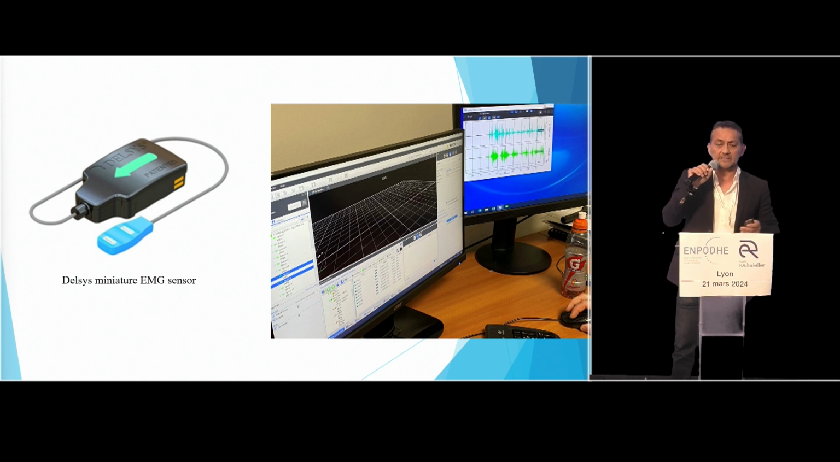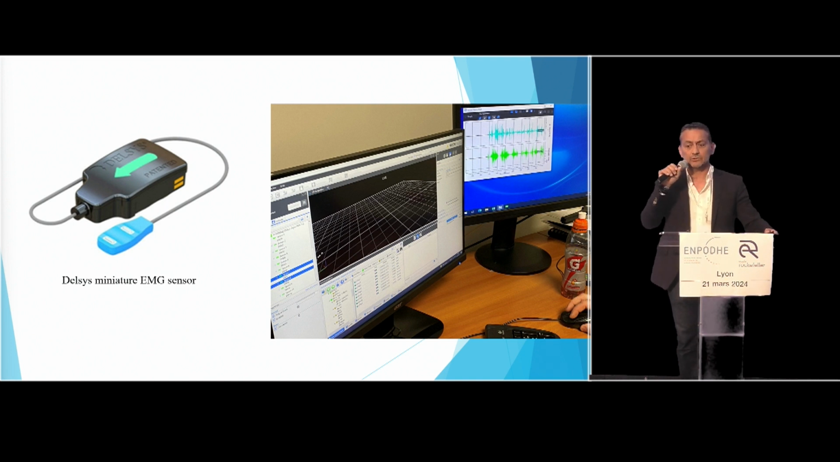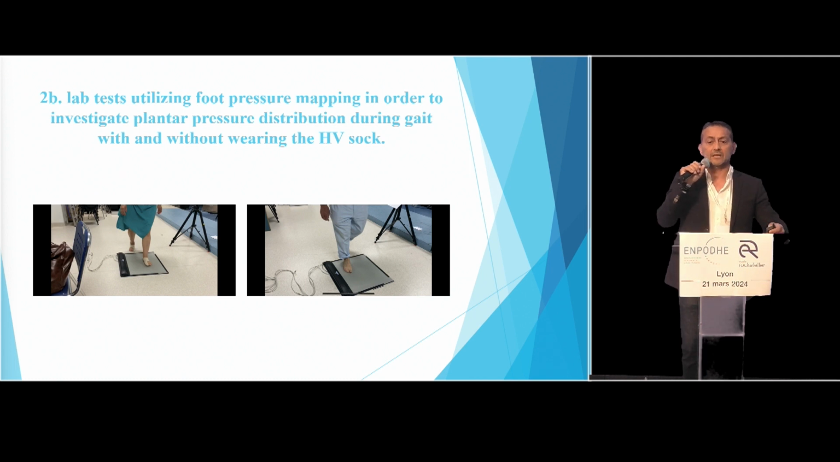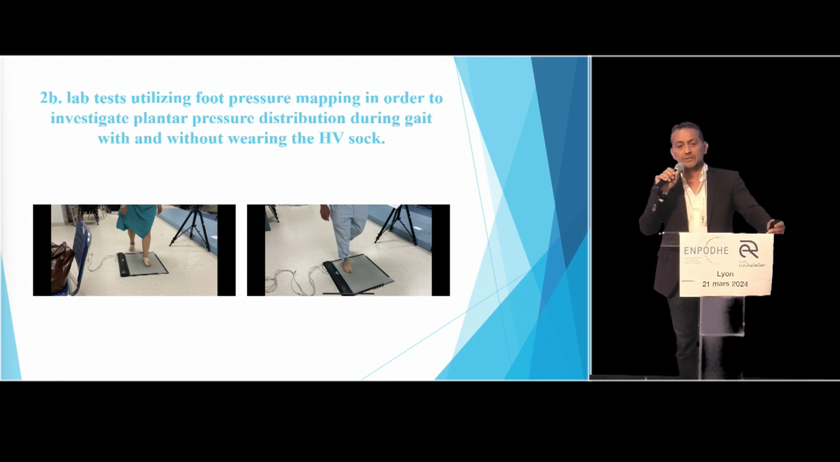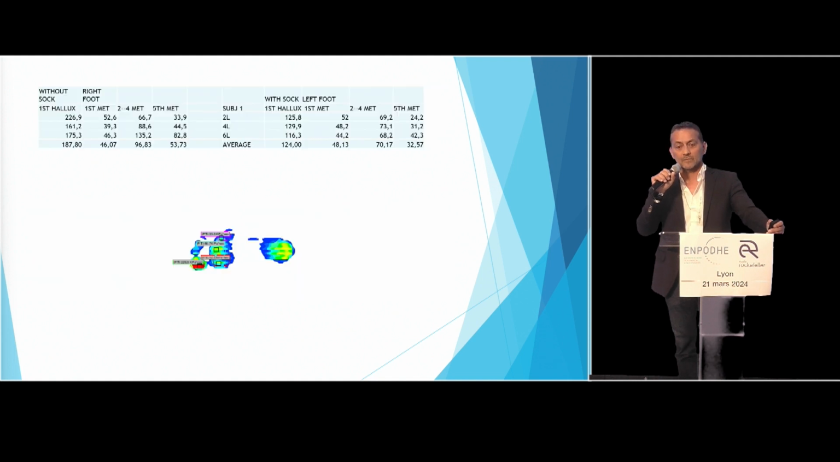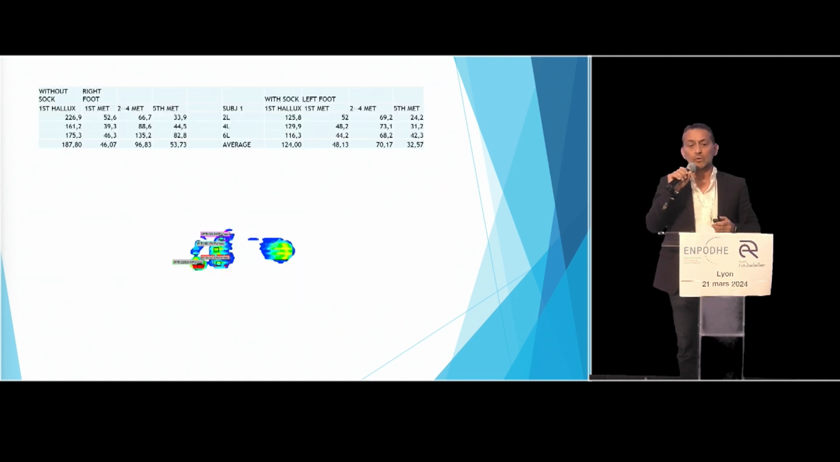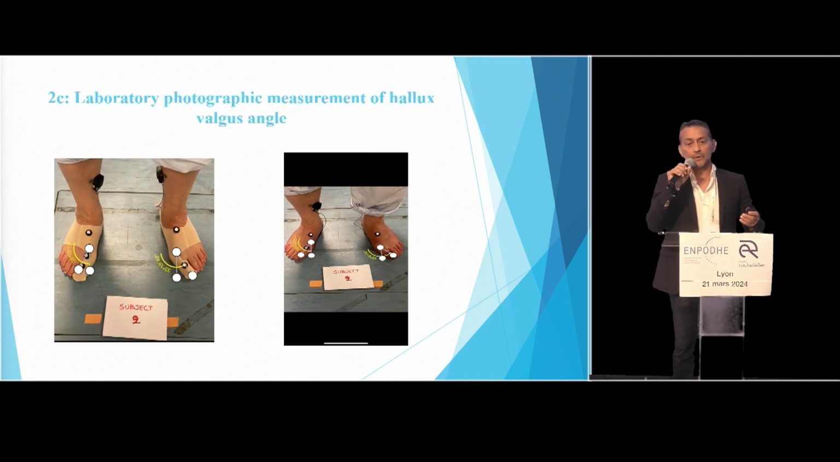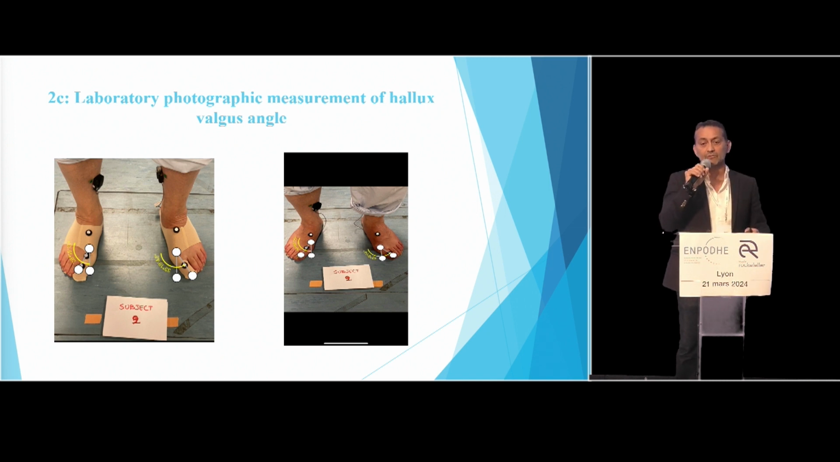Here you can see the Delsys miniature imaging sensor, and you can see the reaction of the abductor hallucis muscle movement. Lab tests utilized foot pressure mapping in order to investigate plantar pressure distribution during gait with and without wearing the Hallux Valgus sock. The anatomical sites that we worked on were the hallux, first metatarsal, 2nd to 4th metatarsal heads, and 5th metatarsal, with and without wearing the sock. We also did laboratory photographic measurement of the Hallux Valgus angle.